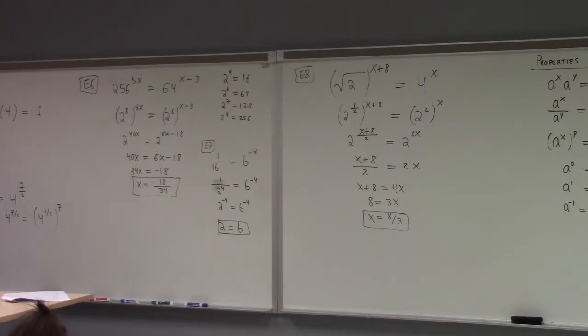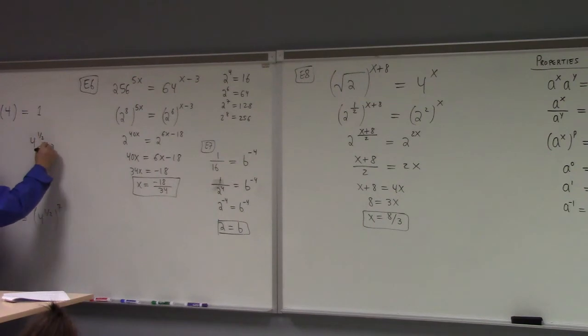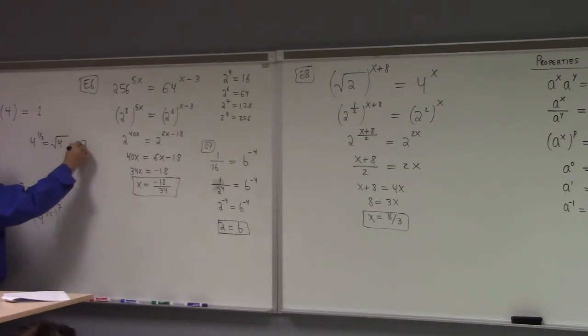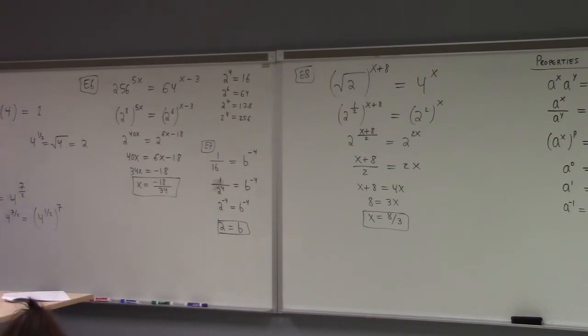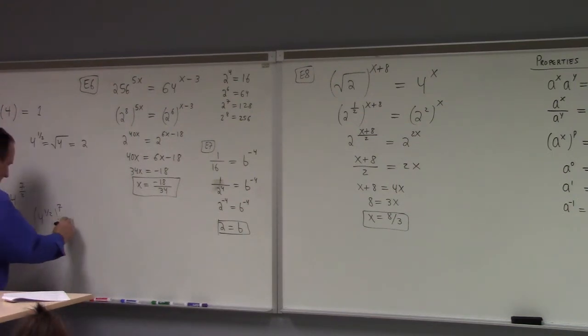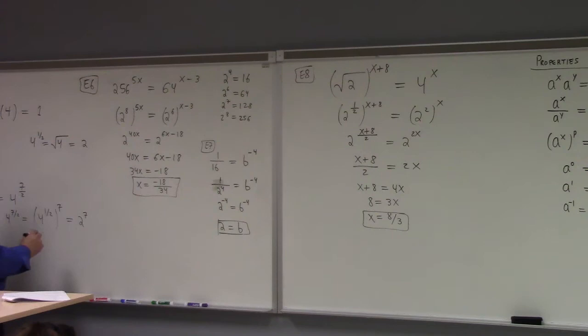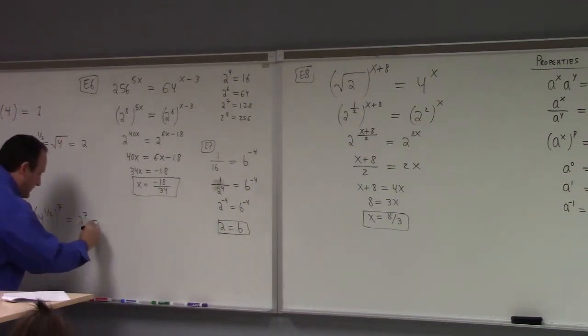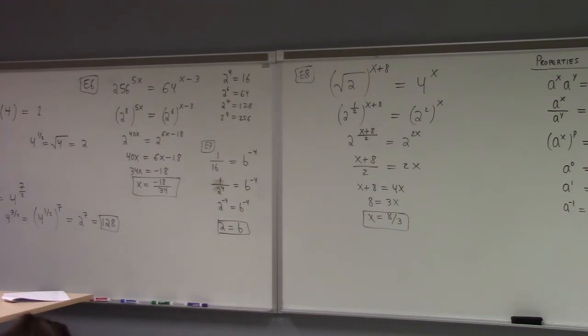So what is 4 to the 1/2? That's just a weird way of writing the square root of 4, which we all know is 2, right? So this is really just 2 to the 7th, which I happen to know is 128. So the answer here is 128. Whew, I thought I was going to have to get out my calculator for a second there, but I guess I didn't.